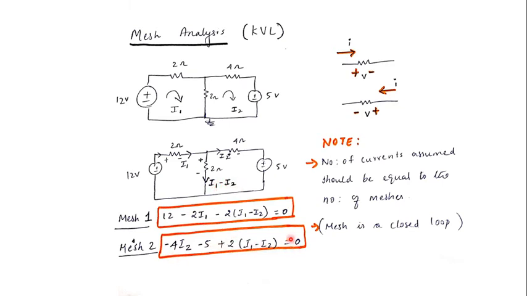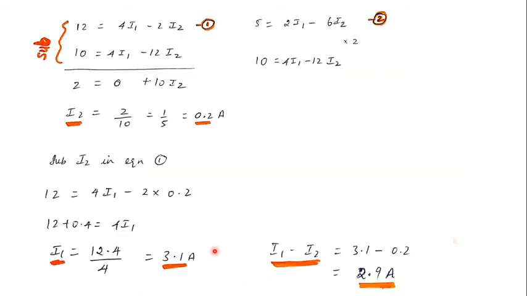Now I need to solve for I1 and I2. I have two equations, and I can solve by substituting one equation into the other. One equation I'm multiplying by 2, so I'm getting 10, 4. The second equation I'm multiplying by 2, and I'm getting 10 equal to 4 I1 minus 12 I2. Then I'm subtracting the equation 1 from this equation, and I get I2 equal to 0.2 amps. Similarly, if I substitute this I2 back into any of the equations, I will get I1 equal to 3.1 amps. You can try this. You can pause the video and do this.